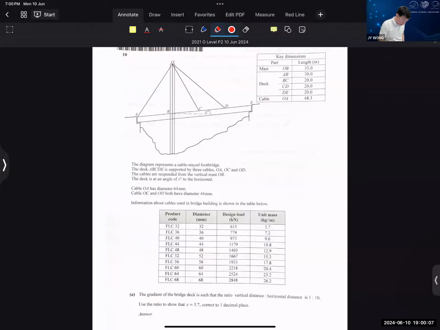The deck is at an angle of x degrees to the horizon. Horizon means horizontal. So cable OA has a diameter of 64 millimeters. OC and OD have diameters of 44 millimeters. Information about cables using the bridge is shown below.